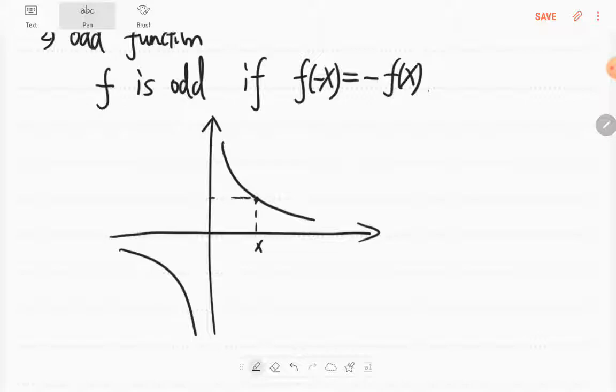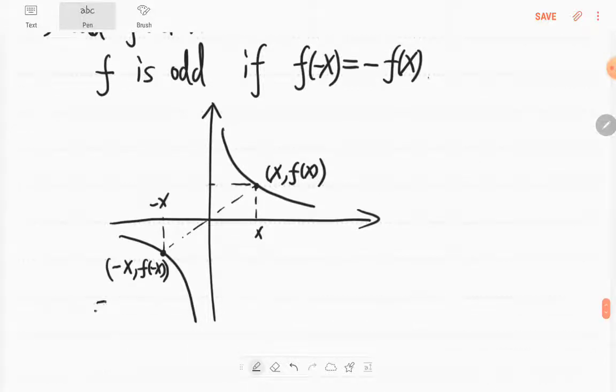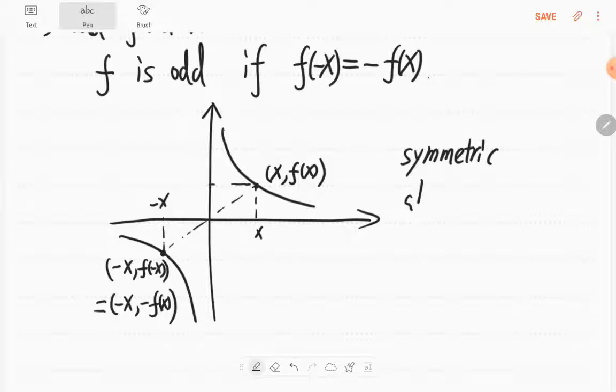So this point is x, f of x. If you draw a line through the origin, this must be negative x. So here is negative x, f of negative x. If f is an odd function, it must be negative f of x. So it's symmetric about the origin.